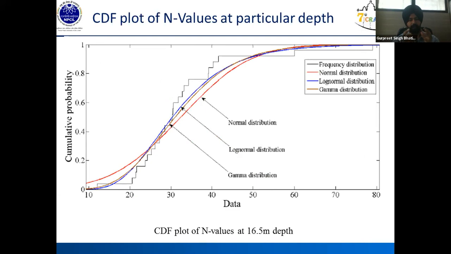Now we have to see which distribution curve our data is lying on.